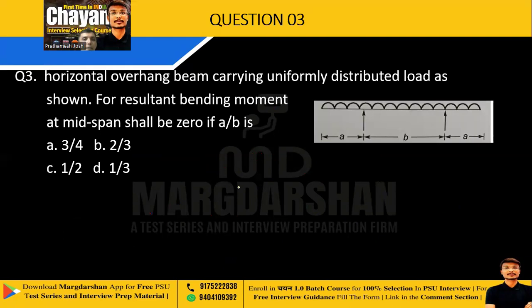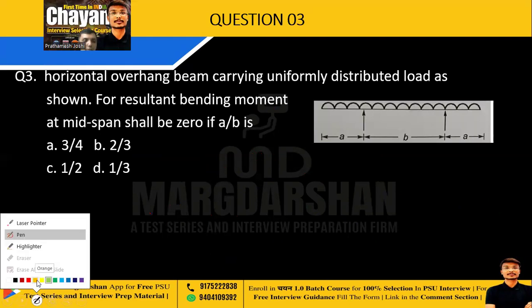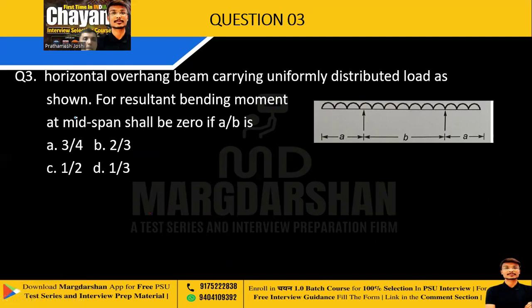Okay, this is a quite lengthy question. If you get this question in the examination, please keep it for the first round. A horizontal beam carrying uniformly distributed load as shown. For resultant bending moment at midspan to be 0, A by B is? You may just directly remember this formula also. Okay, we will just try it here.